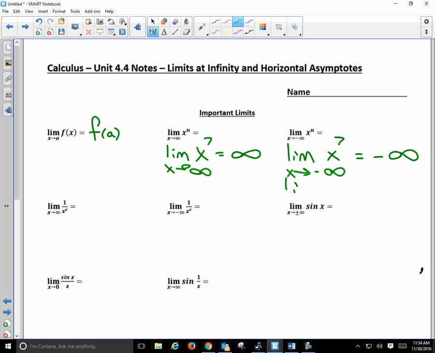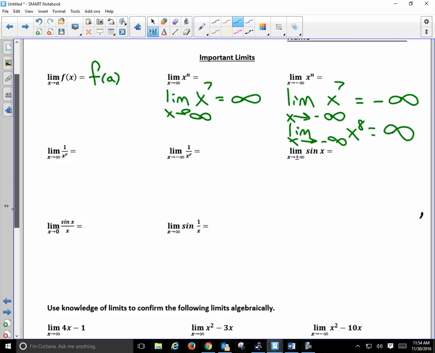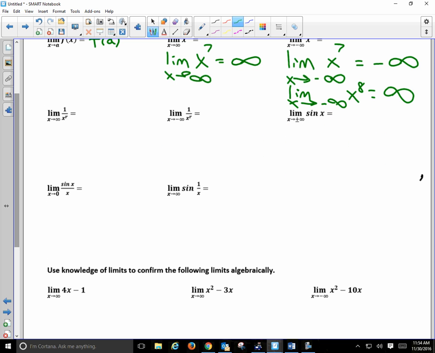Whereas if you had the limit as x goes to negative infinity of, say, x to the 8th, well, then what's going to happen to the negative? Yeah, you'll get positive infinity. So that's a little bit of the difference there. What if it was in the denominator? What if you had, say, the limit as x goes to infinity of 1 over x to the 8th?